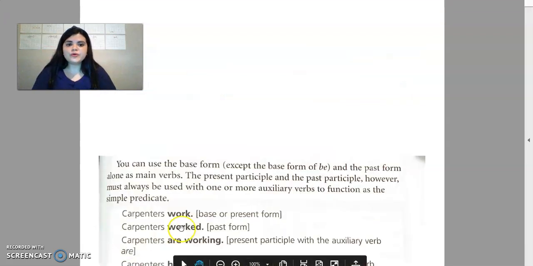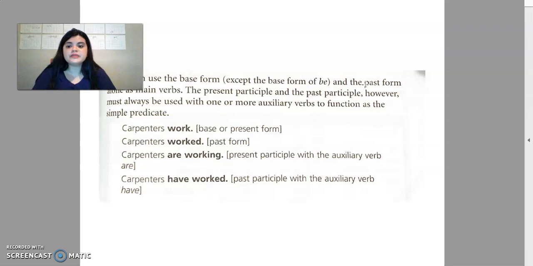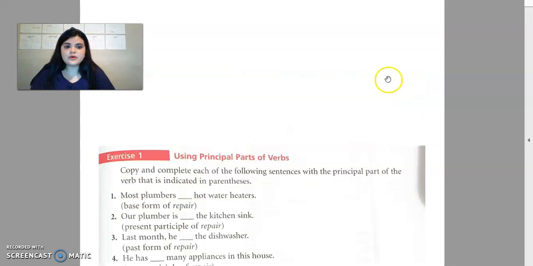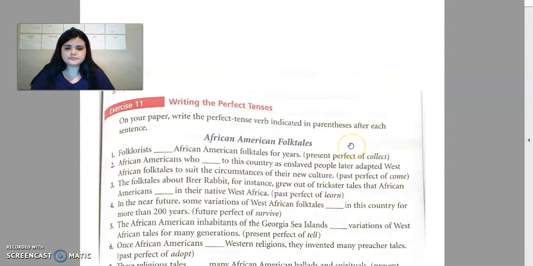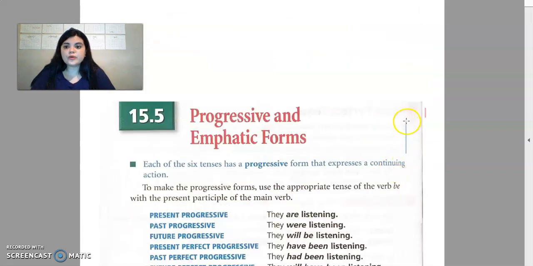Okay, so we were going over this exercise last time. We said carpenters work based on the infinitive form. Carpenters worked based on the past form or the past simple. Carpenters are working based on the ing or present participle verb. And carpenters have worked based on the past participle, or in this case, in the present perfect. Now we were completing this verb, all these exercises, and this is what I want you to see.